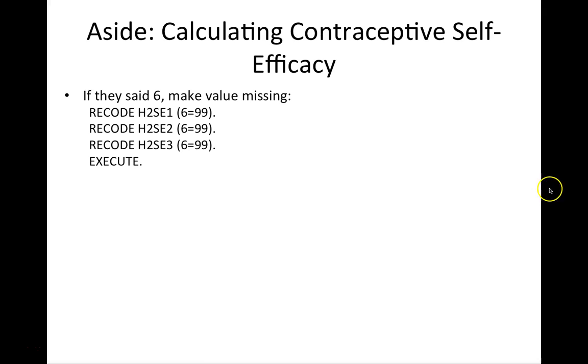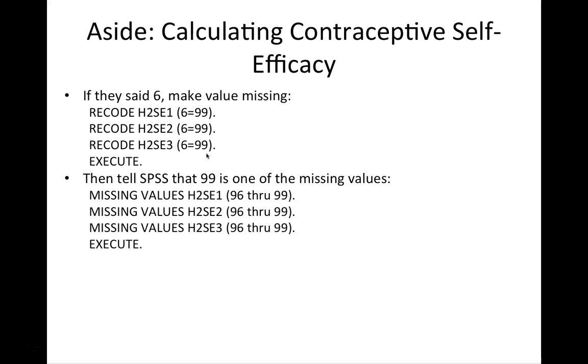So we want to recode. These are each of the individual 3-item variables on this scale. We want to make it so that everybody who said 6, we're going to give them a 99. We're going to make them missing. So this is the syntax behind that. But then we also need to tell SPSS that 99 is missing.